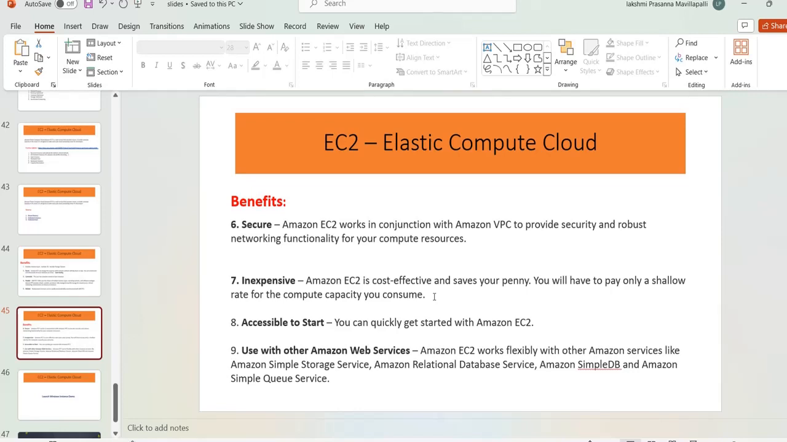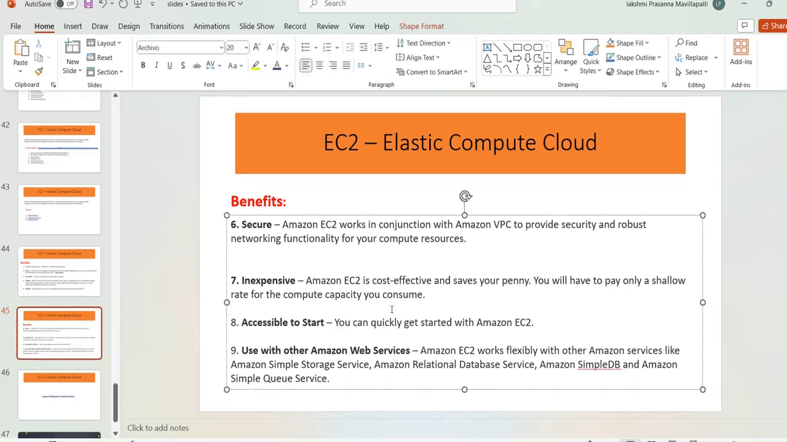That is very inexpensive. Even from the AWS point of view, we have a lot of options, right? The dedicated instances and spot instances we have already seen. So you can take any low cost instance type also. That is purely your choice. So it is inexpensive, and accessible to start. You can quickly get started with Amazon EC2. That is also one benefit, because it is very easy to work with EC2 to create virtual machines in AWS. You can quickly launch your instances, and then use them with other Amazon Web Services. Yeah, that is for sure.